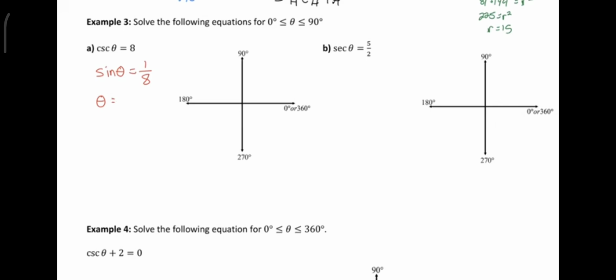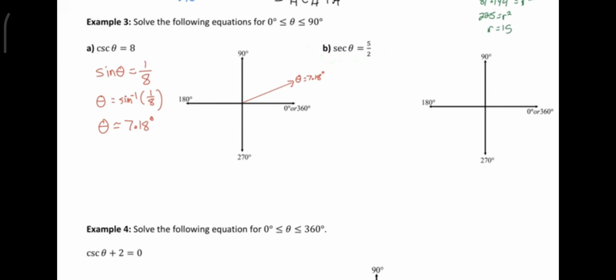The angle would be equal to the inverse sine function of 1 over 8. The inverse sine function takes an input of a ratio and it'll output an angle. In this case, the angle is about 7.18 degrees. So that's in quadrant 1. It's about right here. Let's try part B, where it says secant of some angle equals 5 over 2.